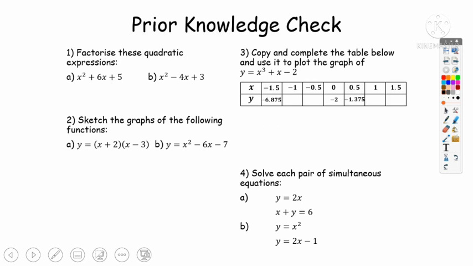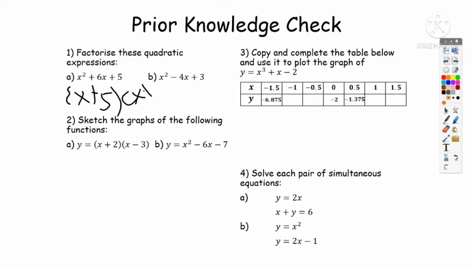with our prior knowledge check, as I have for every video in this section. So, factorise these quadratic expressions. So Part A, we've got x squared plus 6x plus 5. Nice easy factor there. We've got x plus 5 as a factor. Then you can use polynomial division to find the other. Or you can have a pretty good guess. Is x plus 5 times x plus 1.